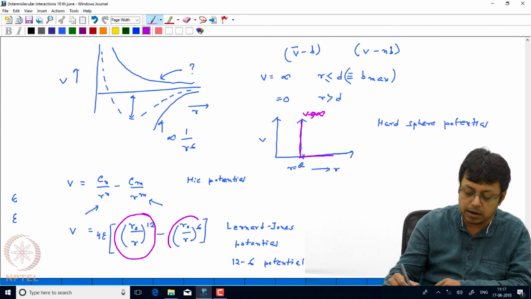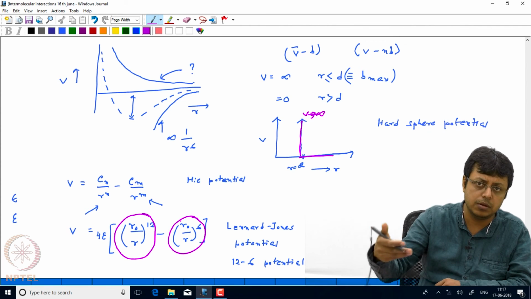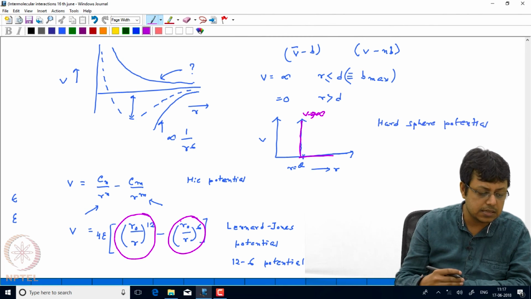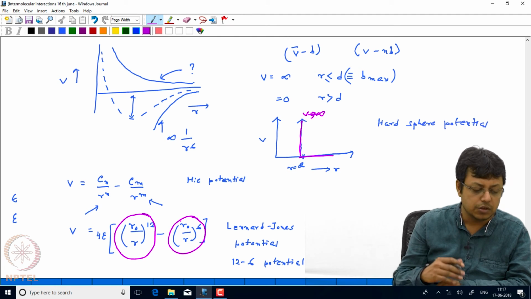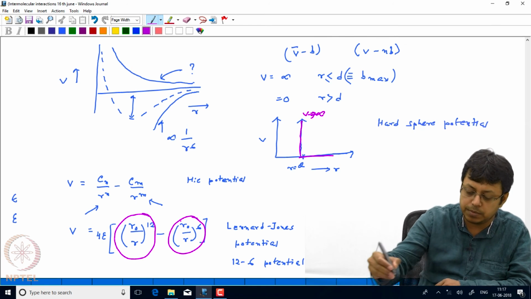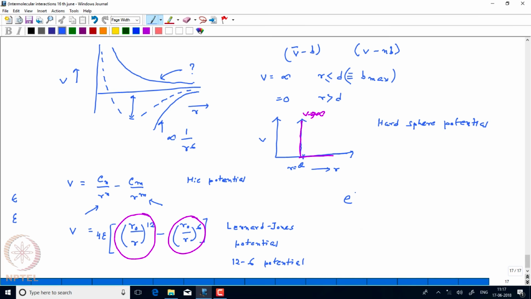The r to the power 6 part is kind of logical, because we have already seen that dipole-dipole interaction, dipole-induced dipole, or induced dipole-dipole actually go as 1 over r to the power 6. But in this case, the r to the power 12 term is very much empirical. So, a more realistic potential is something like an exponential potential for the repulsion part, meaning for the repulsion part we can think that this will be something like e to the power minus r by r 0, and minus r 0 by r to the power 6. The attractive part we are keeping the same.